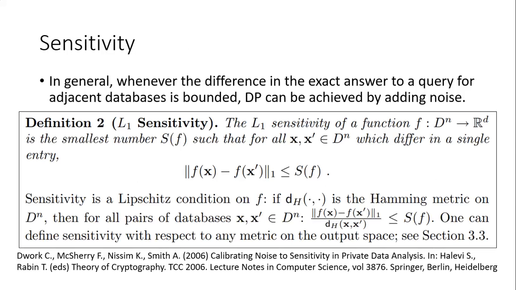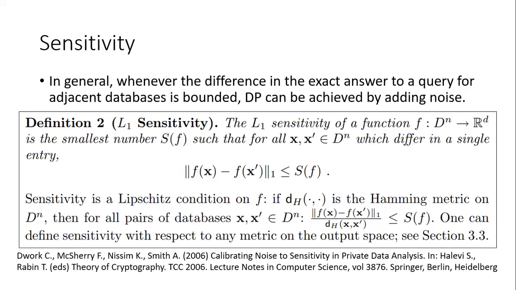Okay, so how you figure out how much noise to add has mostly to do with the query function itself. They define something called the sensitivity of the function. What that sensitivity is, on any two adjacent databases, is the maximum difference that the true response would have.